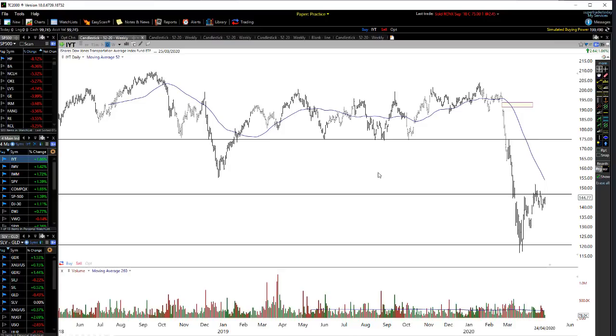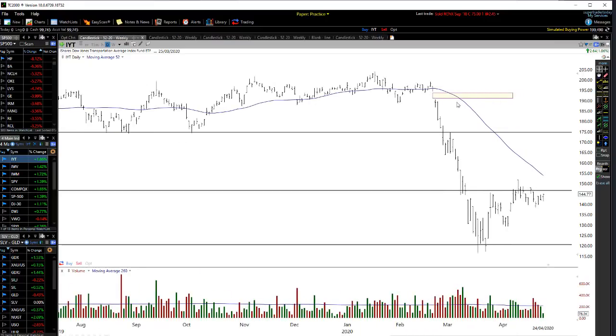Again, I wouldn't be too surprised to see this market start to rally up again. We've got a major gap up here that I do believe is likely to be filled. It may take some time. Like this, see this gap back here?